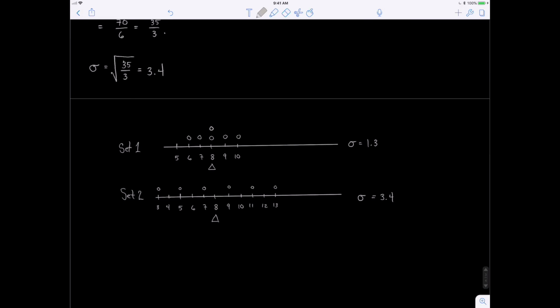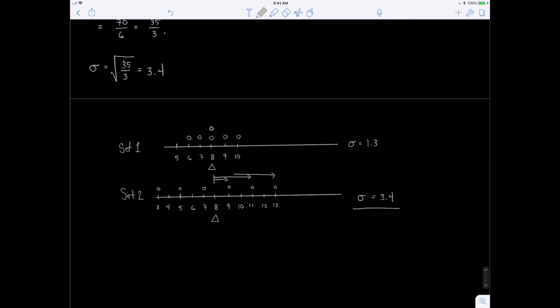And what it tells us is what we have actually observed. Notice this. The 1.3 is a smaller number, and notice that there's less distance between the data. So a smaller number indicates that the data is closer together. If we look at set 2, notice how far everything is apart, and it just keeps getting further and further away. Because we have such large distances here, we have a larger standard deviation.